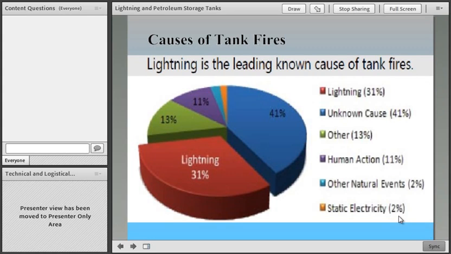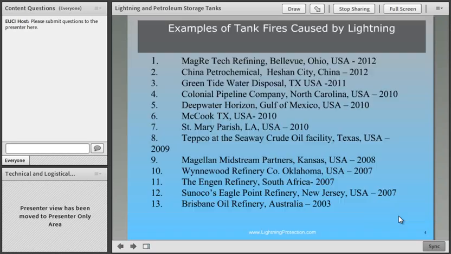As you can see from this pie chart, lightning accounts for about 31% of all tank fires. This 41% refers to tank fires that have an unknown cause. But of all the known causes, lightning is the biggest category.